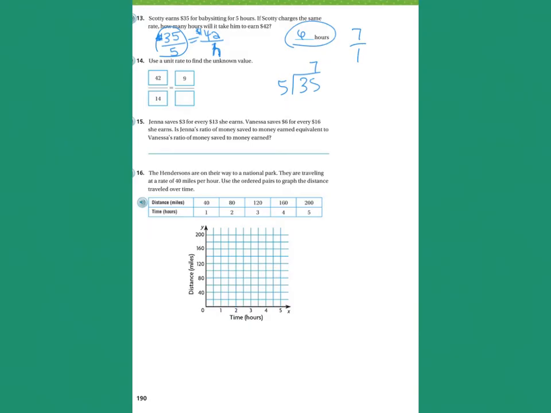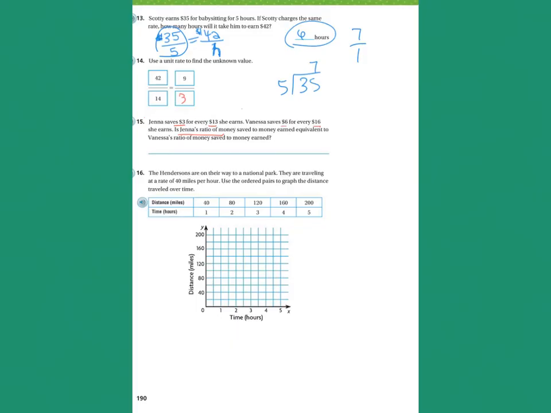Well, the unit rate, if I do 42 divided by 14, is 3. The next question says, Jenna saves $3 for every $13 she earns. Vanessa saves $6 for every $16 she earns. Is Jenna's ratio of money saved to money earned equivalent to Vanessa's money saved to money earned?